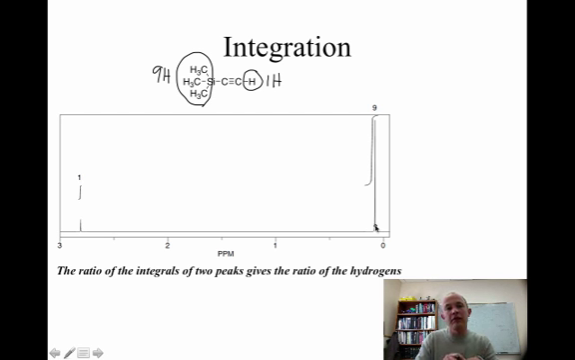It turns out that if we measure the area underneath each one of these peaks, which is called integration, then the ratio of those two areas is a 1:9 ratio, which makes perfect sense, right? Because this is 1 hydrogen and this is 9 hydrogens, so the area underneath that peak should be 9 times bigger than the area underneath this peak. Stated another way, we can say the ratio of the integrals of the 2 peaks gives the same ratio of the hydrogens. It can give us a lot of information about how many hydrogens are present in a particular molecule that we're studying by NMR.